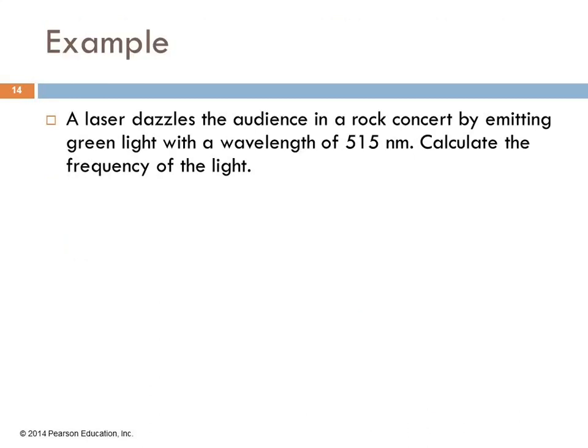A laser dazzles the audience in a rock concert by emitting green light with a wavelength of 515 nanometers. Calculate the frequency of the light. We kind of glossed over that equation on the previous page. It said that nu was equal to c over lambda, where c is the speed of light. Remember what the speed of light was?